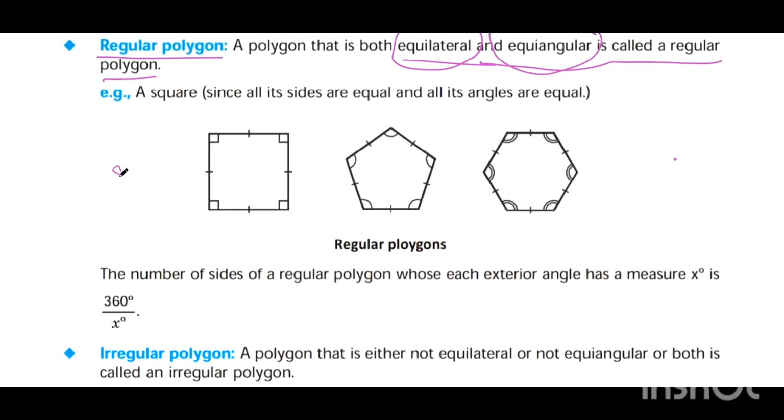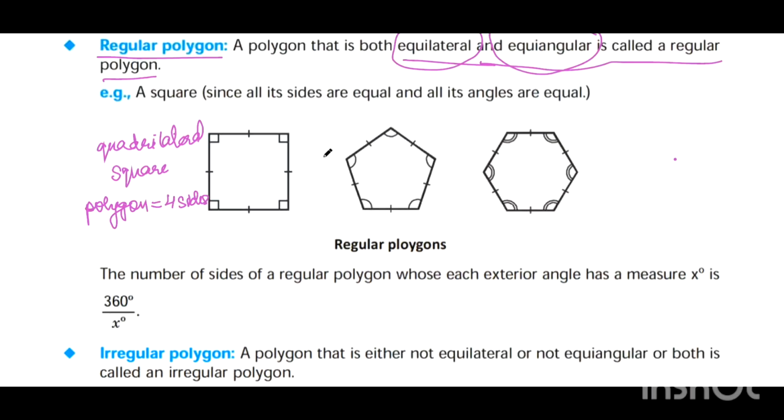See, this is a square, right? This is also a polygon, a quadrilateral also, a polygon of four sides. A square is also a rhombus. So see, all the sides are equal and all the angles are equal.